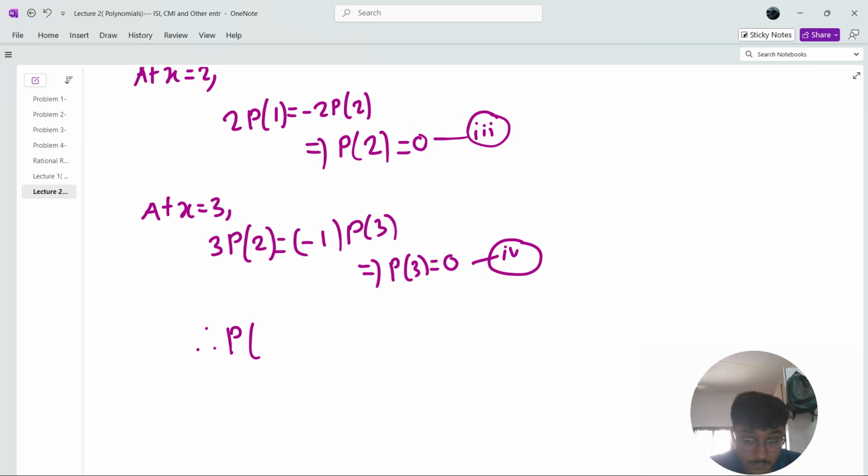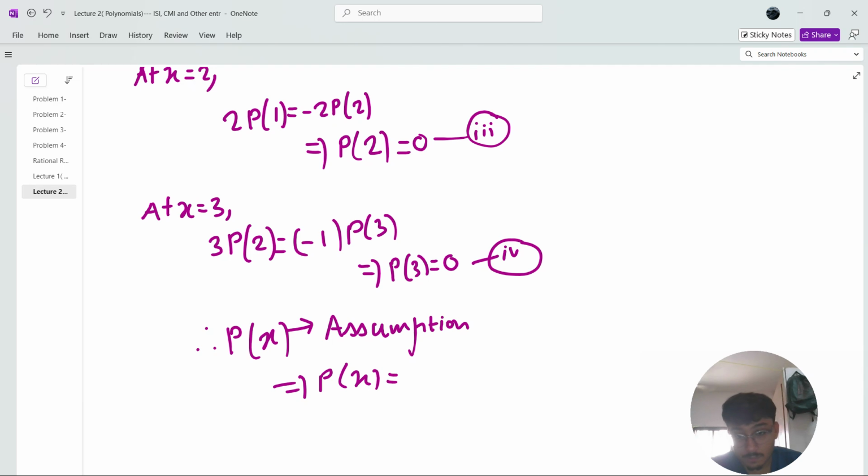So therefore, p of x, basically it's an assumption. I can take my p of x to be x into x minus 1, as I told you in the factor theorem, since they all are becoming 0. So my x minus 1 is a factor since 1 is a 0 of the polynomial. Similarly goes for 2, 3 and 0.